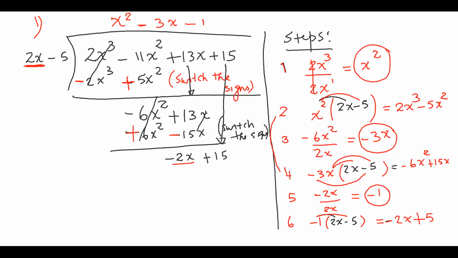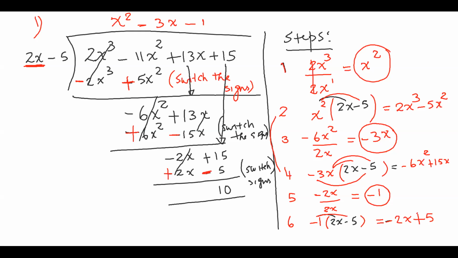So when you write, that comes underneath here. So it's negative 2x plus 5, and we have to switch the signs again. So switch the signs. So I'm going to change this one into plus, and this one becomes negative. Okay, so these two get cancelled. 15 minus 5 is 10.